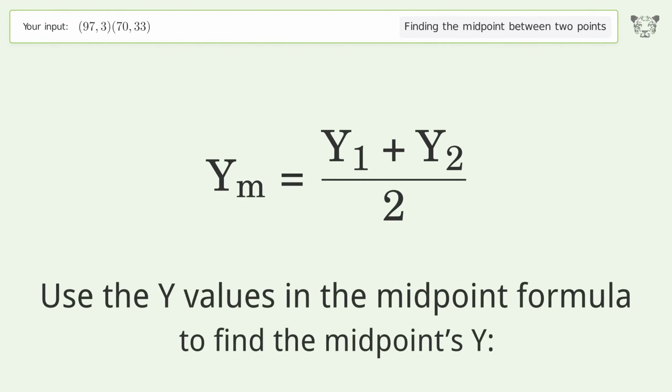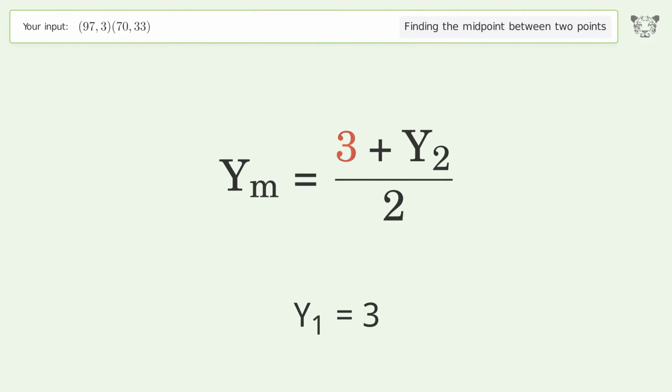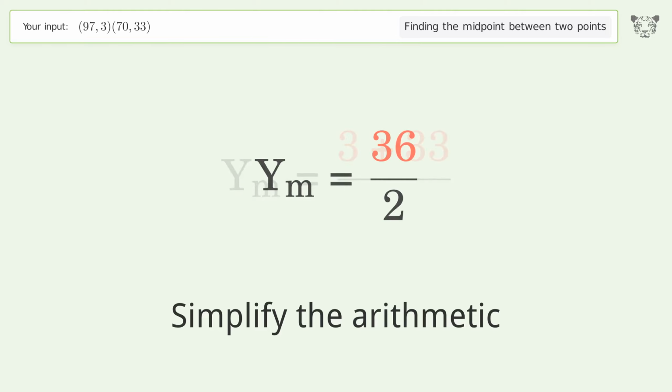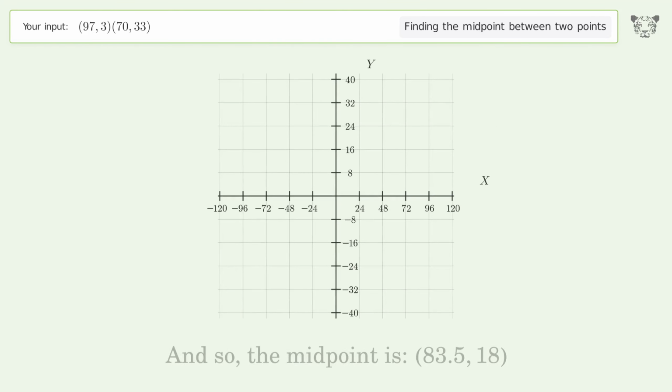Use the y values in the midpoint formula to find the midpoint's y. y1 equals 3. y2 equals 33. Simplify the arithmetic. And so, the midpoint is 83.518.